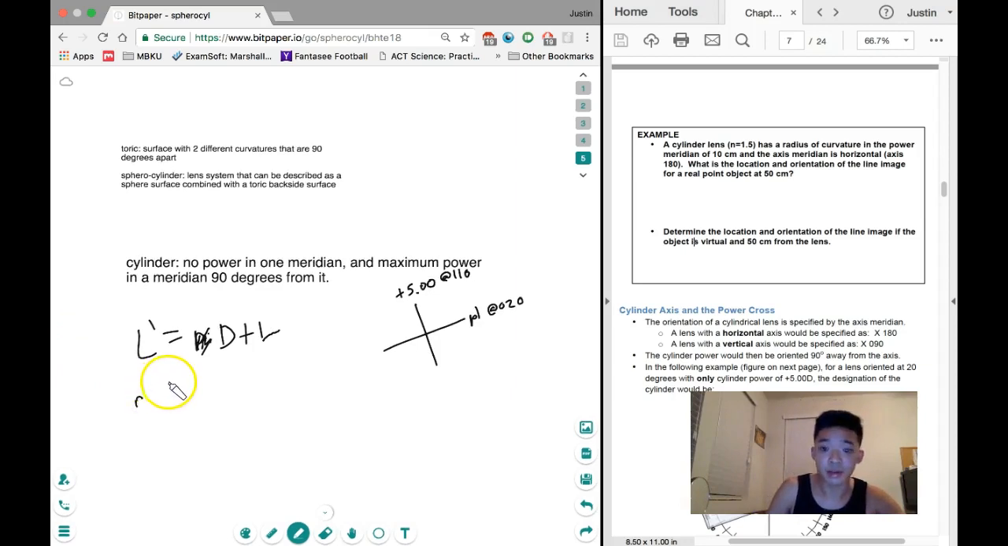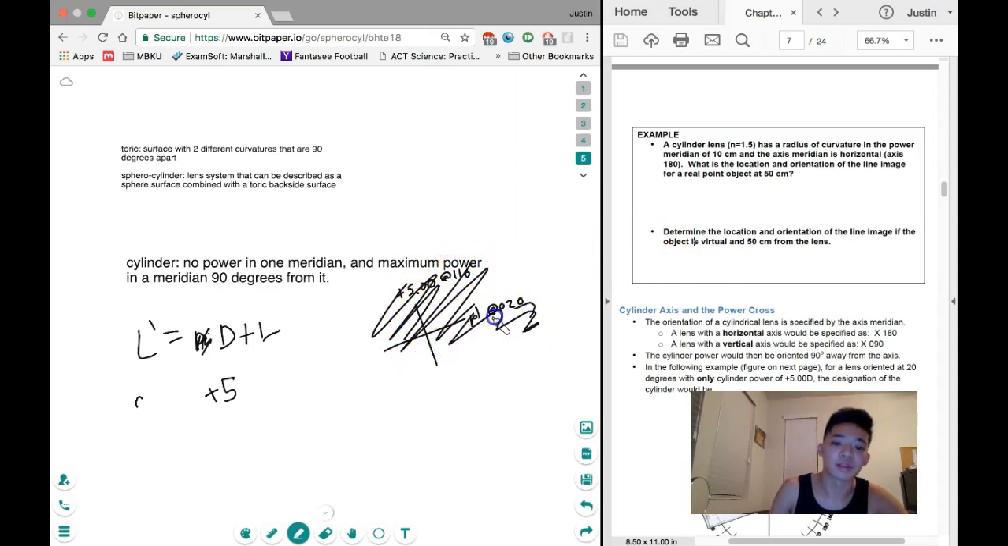Now, L prime equals D plus L. D is still going to be 5. This is a different problem, but we're still using that +5 at the 90. We're not using this right now, so I'm just going to cross it out. This is a video, so that's fine, I don't really need it anymore. And so we have a plus 5. L is going to be 1 over what?